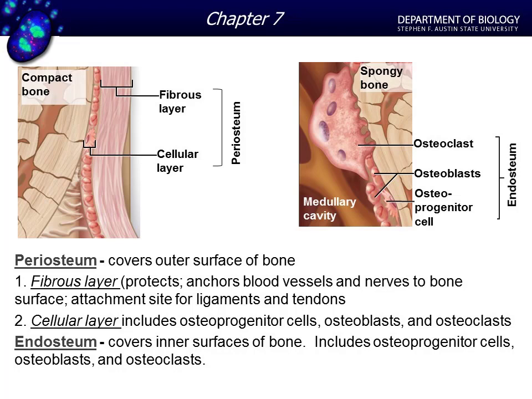So peri, outside, endo, inside, and osteum is just that term that we use to mean bone. Whether we put it as a prefix, osteocyte, or we put it at the end of the word, the suffix, meaning periosteum. We're still talking about bone.